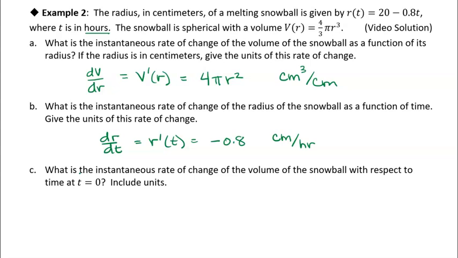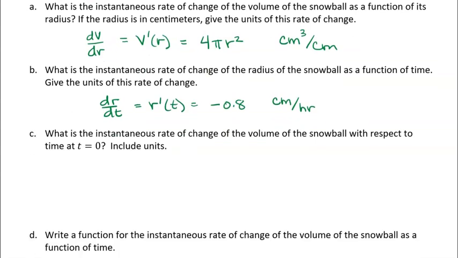All right, let's look at the next part here. We got a couple of different things. Let's scroll down so I have a little bit of room. Now, what is the instantaneous rate of change of the volume of the snowball with respect to time at t equals 0? We're going to do something similar to what we did in example 1. We're going to look at these two rates at t equals 0.